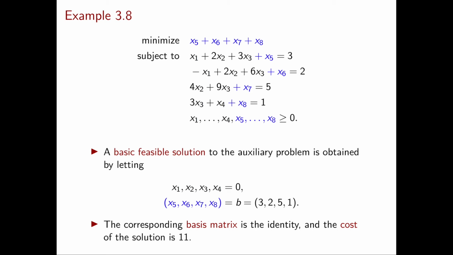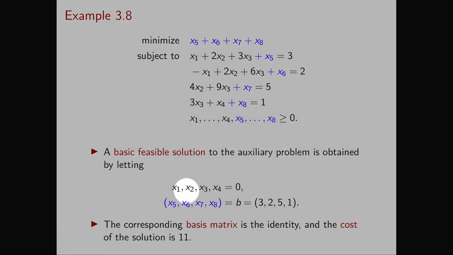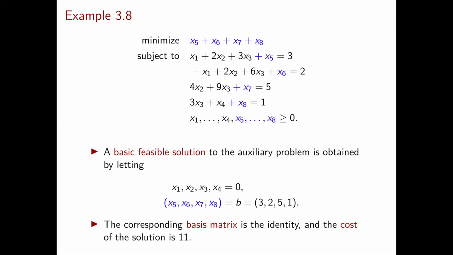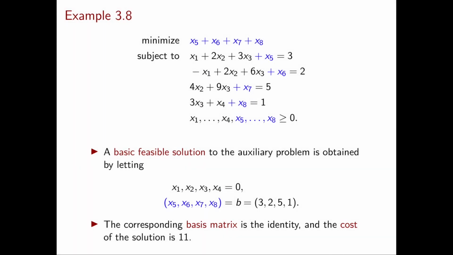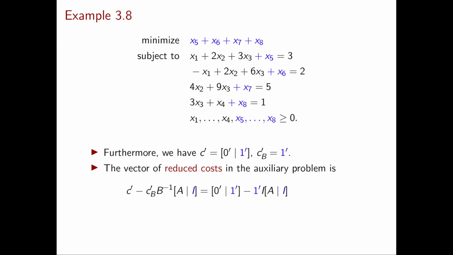Our auxiliary problem is constructed in such a way that it is now trivial to obtain a basic feasible solution for it. This is the solution obtained by setting all the original variables to 0 and by setting the vector of auxiliary variables to b, which is a vector that is greater than or equal to 0. Since the basic variables correspond to the auxiliary variables, the basis matrix is the identity. We can also calculate immediately the cost of the solution. By just plugging our basic feasible solution in our objective, we obtain that the cost is 3 plus 2 plus 5 plus 1, which is 11. Now our target is to form the initial tableau.